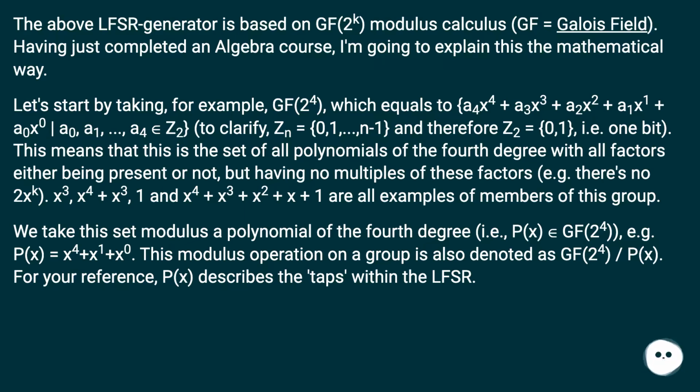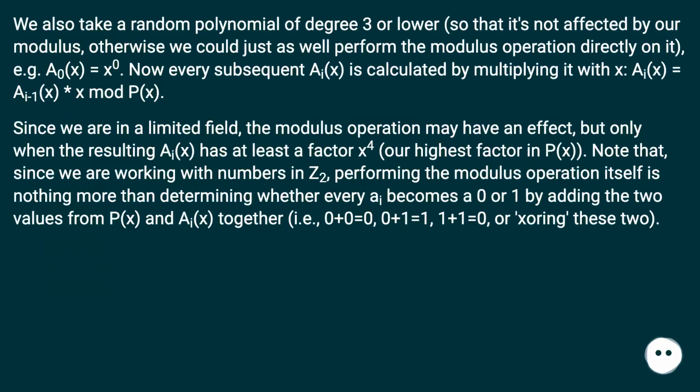For your reference, p(x) describes the taps within the LFSR. We also take a random polynomial of degree 3 or lower, so that it's not affected by our modulus, otherwise we could just as well perform the modulus operation directly on it, e.g. a0(x) = x^0. Now every subsequent r_e(x) is calculated by multiplying it with x: r_e(x) = r_(e-1)(x) * x mod p(x). Since we are in a limited field, the modulus operation may have an effect, but only when the resulting r_e(x) has at least a factor x^4, our highest factor in p(x).